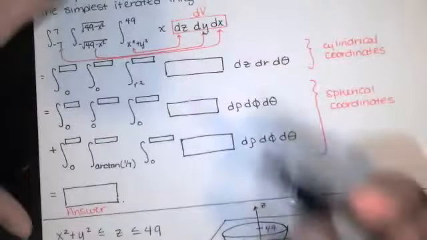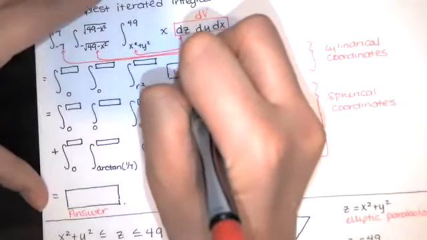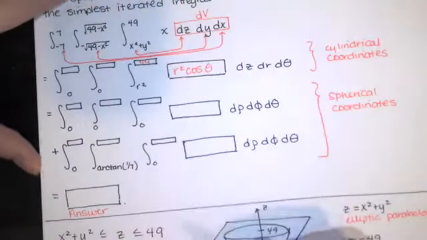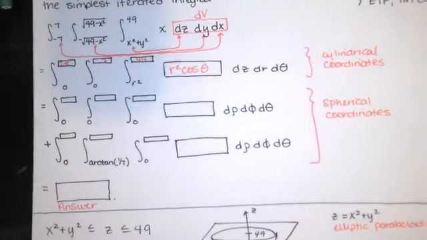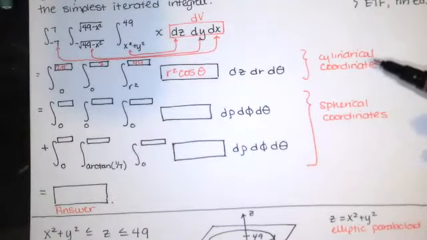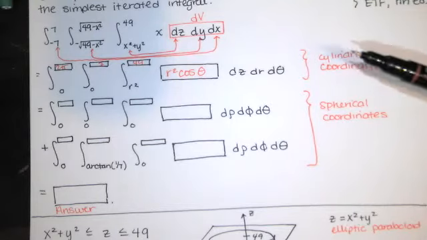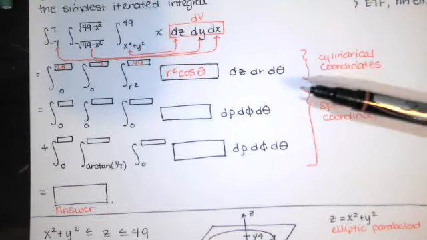Okay, so I would go up here and I would type that in, r squared cosine theta. Z goes from r squared to 49, r goes from 0 to 7, and theta goes from 0 to 2 pi. And that is the integral in cylindrical coordinates. It's actually pretty easy to evaluate, and we'll probably evaluate that later.